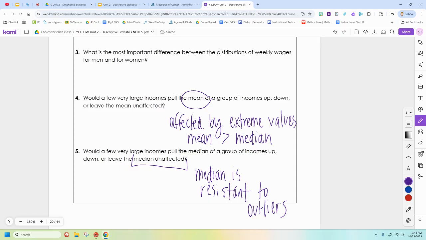All right, are we ready to turn the page? There we go.